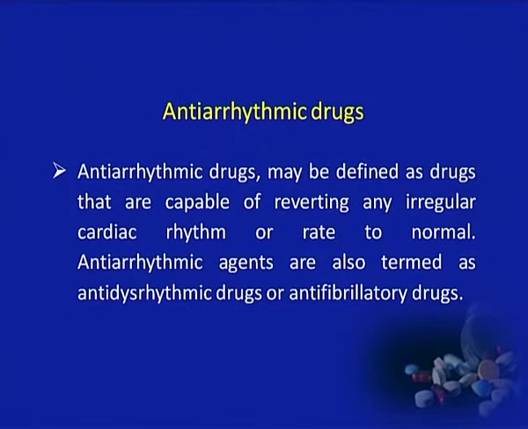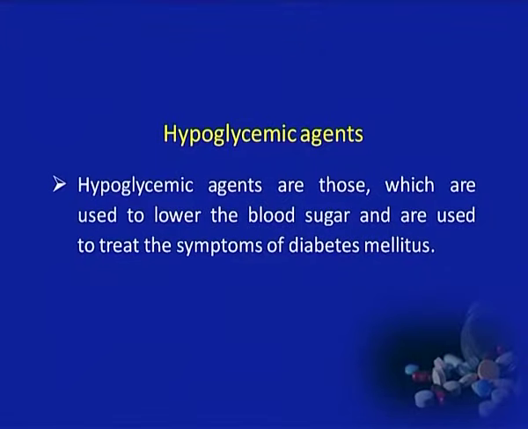Let us discuss antiarrhythmic drugs. Antiarrhythmic drugs may be defined as drugs that are capable of reverting any irregular cardiac rhythm or rate to normal. Antiarrhythmic agents are also termed antidysrhythmic drugs or antifibrillatory drugs. Let us check what hypoglycemic agents are. These are agents used to lower blood sugar and to treat the symptoms of diabetes mellitus.